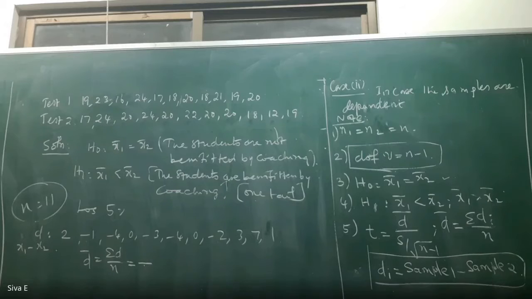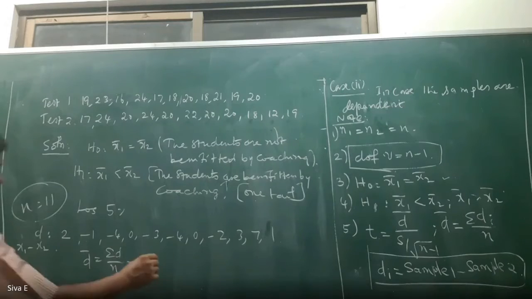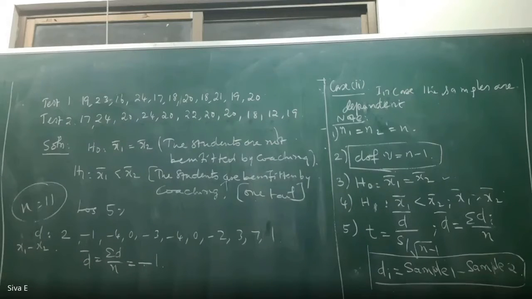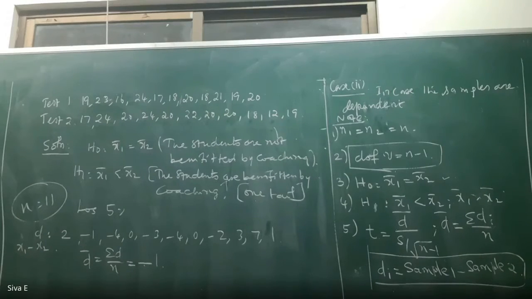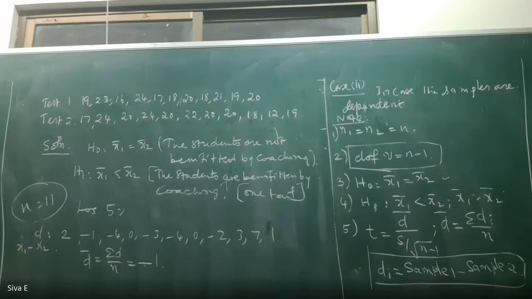N equal to 11, na? Minus 11 by 11. So minus sigma D is minus 11 by 11, that is minus 1. Yes. So D bar is minus 1, na? Yes, sir. D bar is minus 1. Minus 1 by 11, sir. No, not minus. Wait. Yes, sir. 2 minus 1 minus 4, 0 minus 3, minus 4, 0 minus 2, 3.